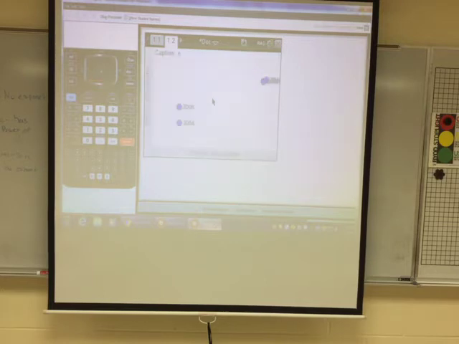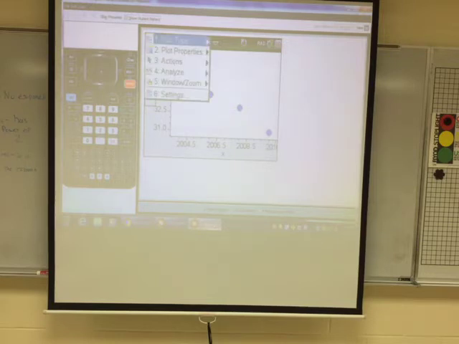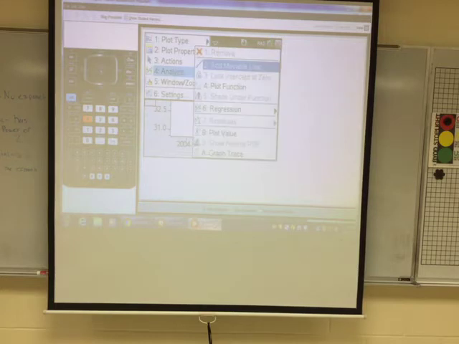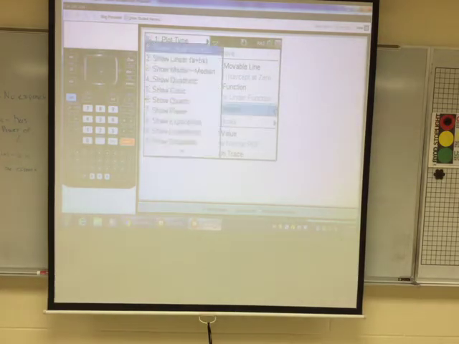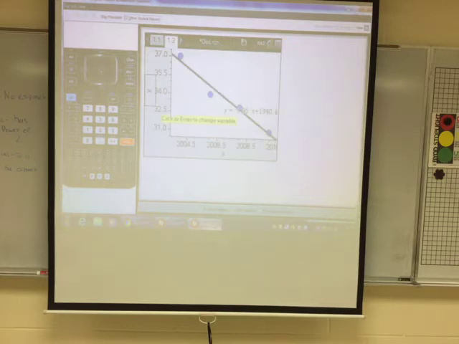So on a data and statistics page, I can create that regression again. So that looks just like my graph here on the paper. And what I'm going to do is find the linear regression. So menu, analyze, regression, show linear. So that gives me an equation of y equals negative 0.95x plus 1940.4.